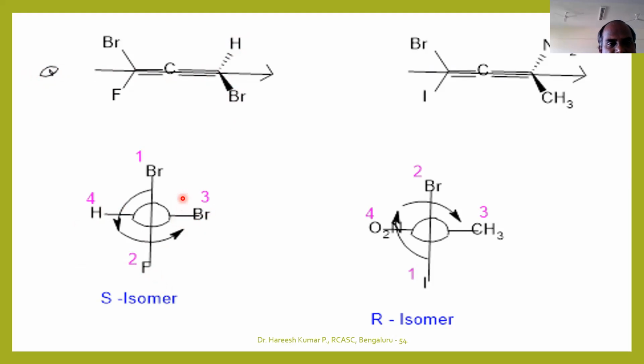When you are giving the priority, these two take the first priority. That means this is 1, this is 2, and between these, this takes 3 and this takes 4. So when you are moving 1 to 2, 2 to 3, it will be moving in an anti-clockwise manner. So that is the reason this is S configuration. Similarly, you can also assign R and S to this allele.